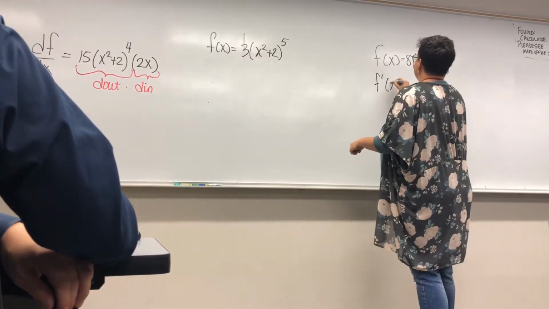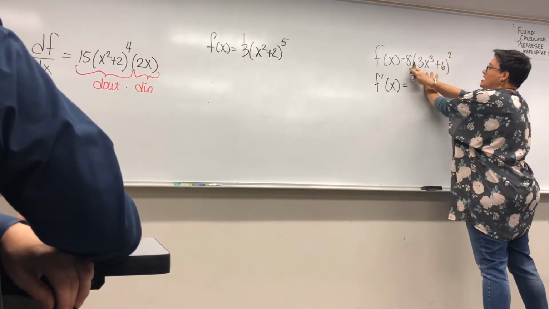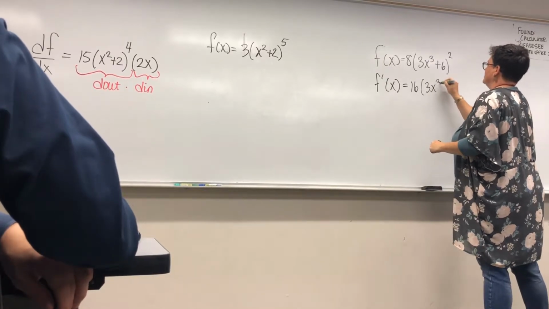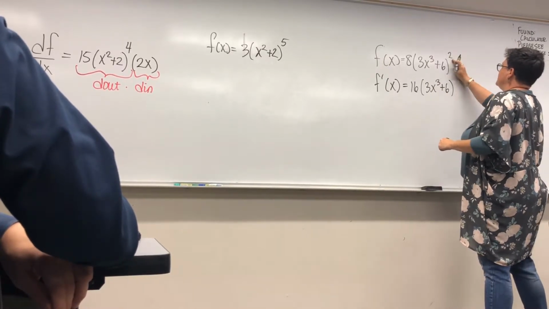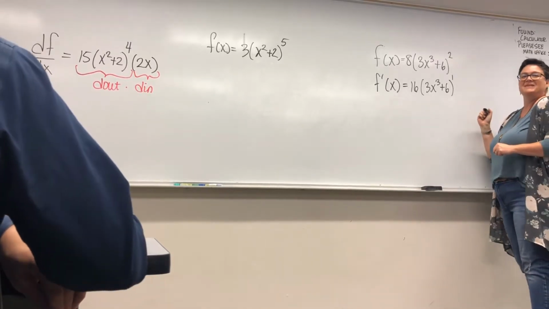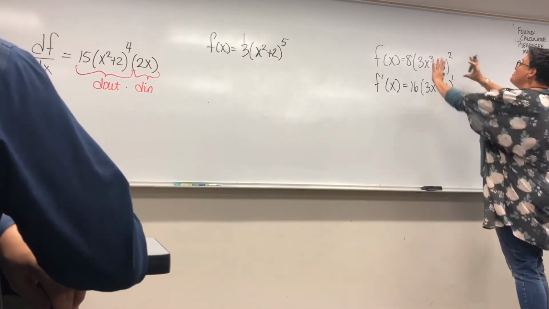So the derivative of the outside is going to be the same thing we've been doing all along. 2 comes down. What's 2 times 8? 16 junk. Right? 2 minus 1 is 1. One. All right.